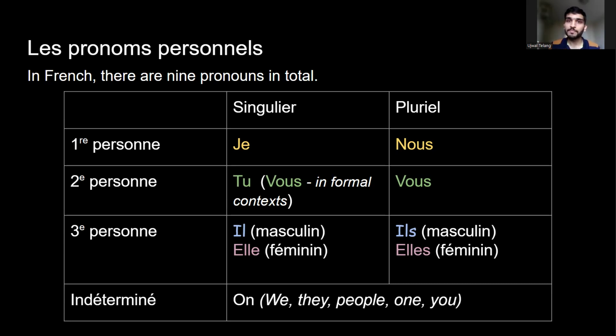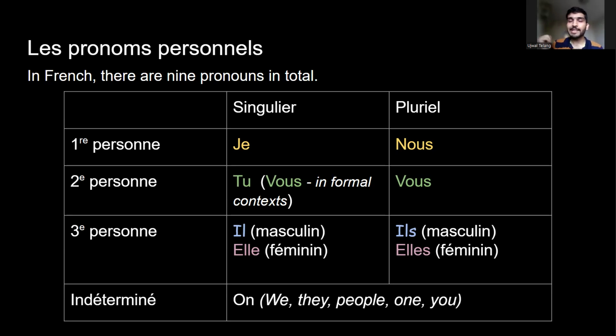Then we have on. This is an indefinite pronoun, so this can mean we, or it can mean you, or it can mean one, okay? We'll see an example how we can translate that into English. Then we have nous, okay? Nous is we. We have vous, which is you, or if you're talking to a group of people, so you all, right? So that would be vous.